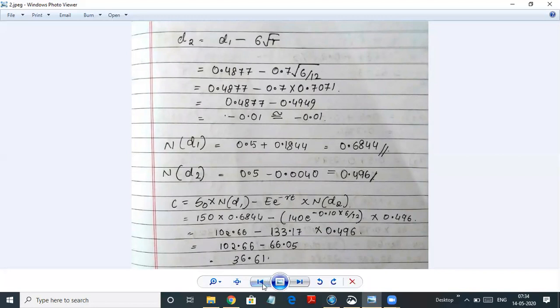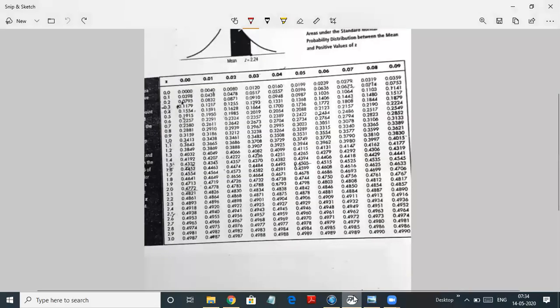So I'll go back to the solution here. D1 we have got 0.4877. It is positive. So how do you see the table value? This is the table. We have got 0.4877. We take only the first two digits after the decimal. So here I will see 0.4. This is 0.4. And from here I'll go to 8, 0.48. So 0.4 till 8 you have to go. That is this value, 0.1844.